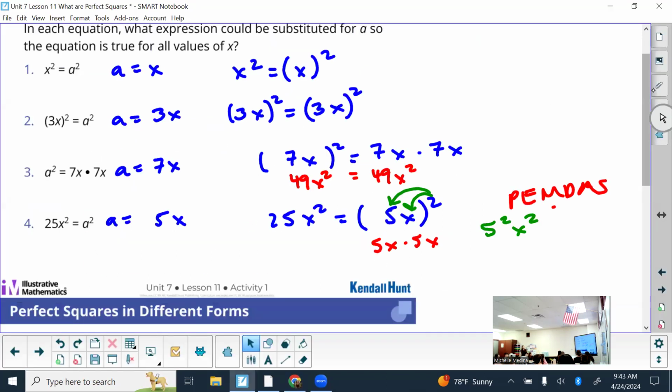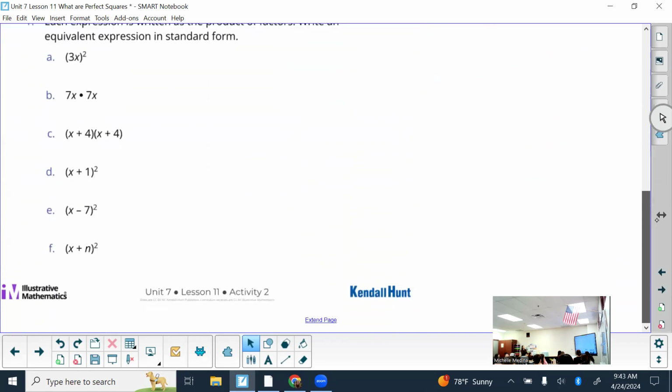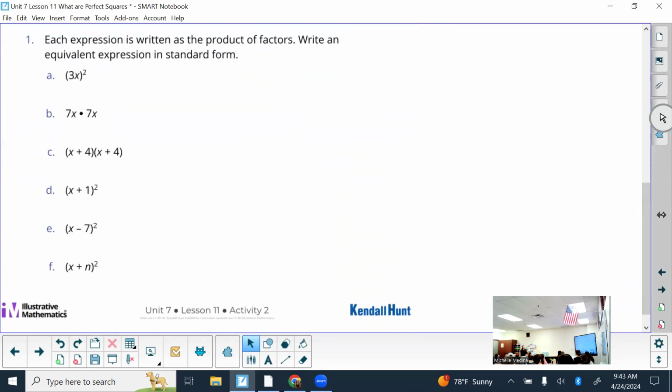Okay. So moving on. These are written as a product of factors, so these would be like the answers to a multiplication problem, or like before you multiply it. You need to be able to write equivalent expressions in standard form. So when something is in standard form, how can I tell if it's in standard form? It's fully simplified, so like nothing more to multiply.